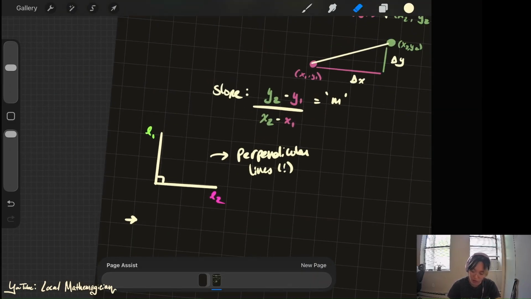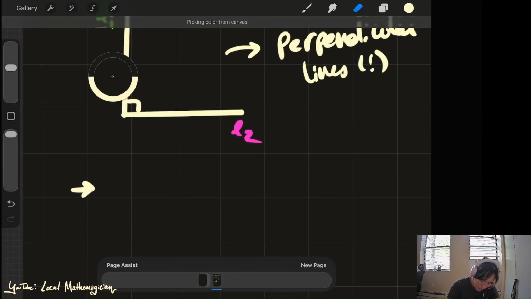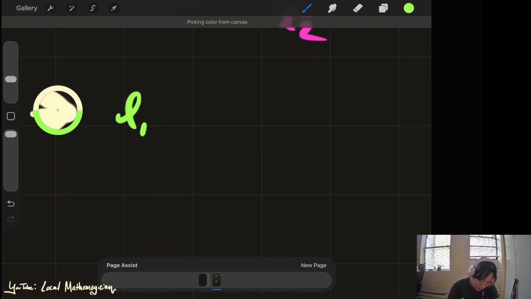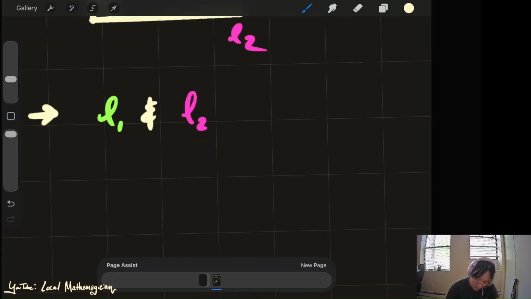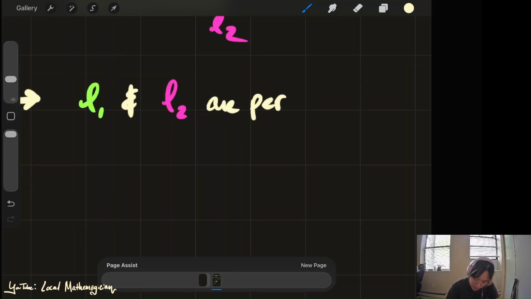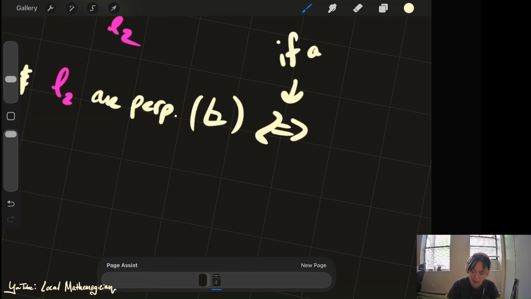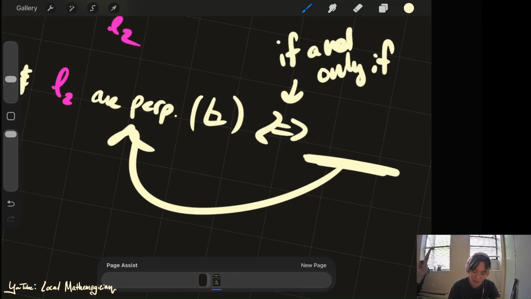Okay? And if you consider this line 1, and you consider this line 2, right? One of the properties of perpendicular lines is the following statement. Alright, there we go. Line 1 and line 2 are perpendicular. Sometimes I'll write it like this for short. If and only if. Okay? That's what this means. This means if and only if. So this side implies this side, and this side implies this side, okay?